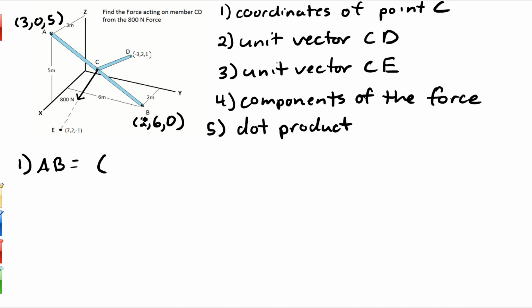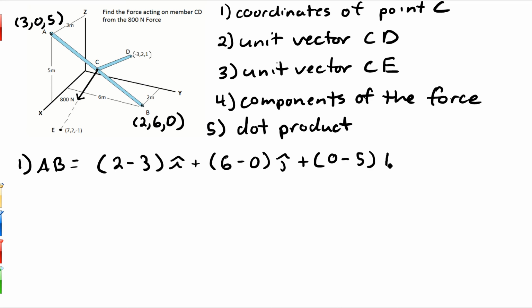We have our destination minus our origination, so that's 2 minus 3 in the I direction. Then destination minus origination, so that's 6 minus 0 in the J direction. And again, destination minus origination, so that's 0 minus 5 in the K direction. So it looks like we have a -1 in the I, a 6 in the J, and a -5 in the K.